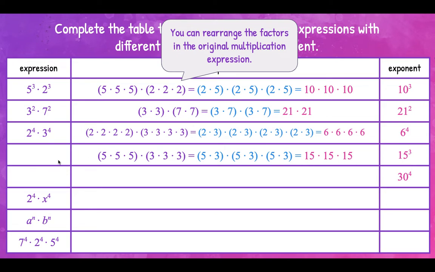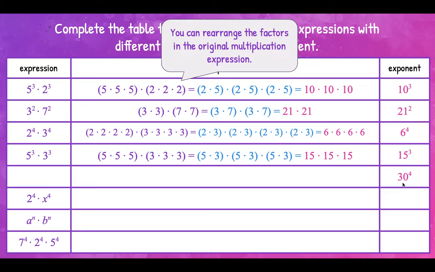Now if we're going back even further, this should tell us it's going to be 5 to the 3rd power times 3 to the 3rd power. All right, so that's how we work backwards.